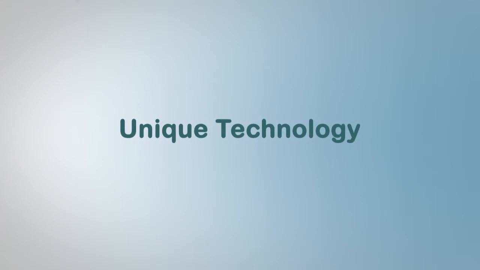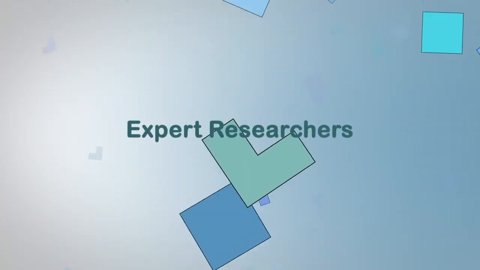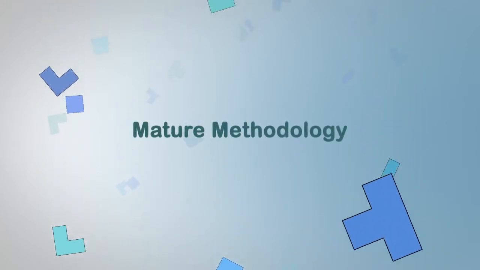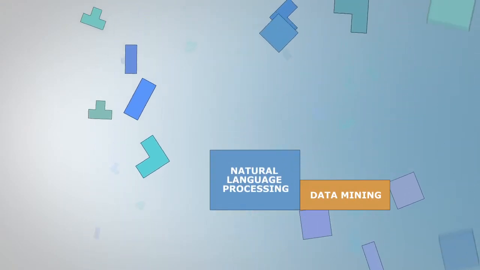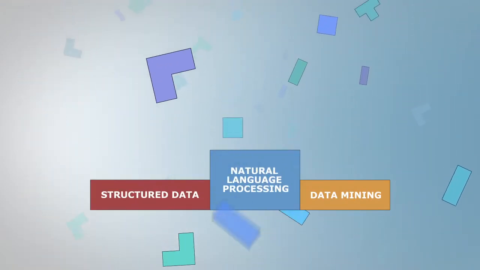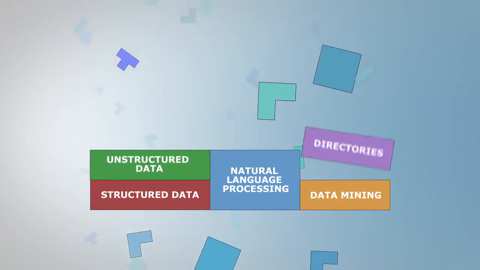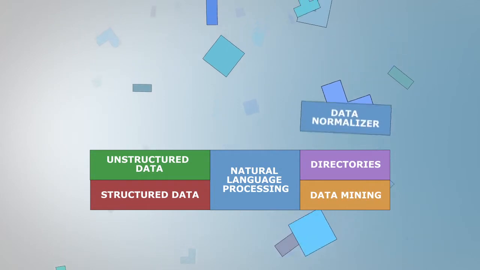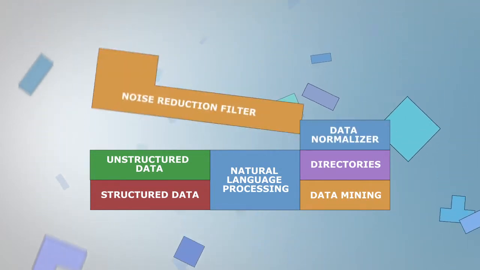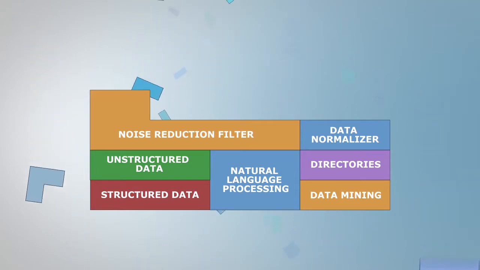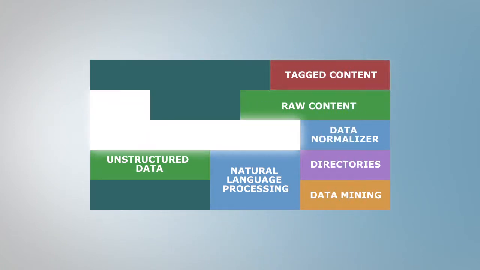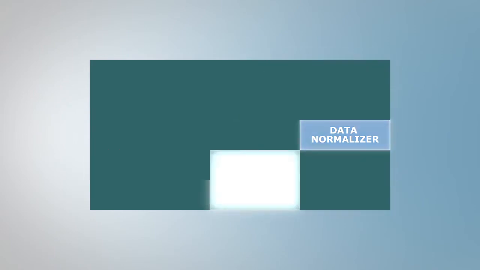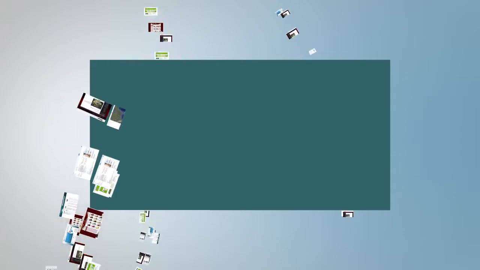Our unique technology, expert researchers, and mature methodology find the right data in a fraction of the time it takes you to manually research your information. Combining data mining technology with natural language processing, 365 Media can target structured or unstructured content, target specific source directories, convert multiple types of content into a normalized offline form, and employ noise reduction filters to deliver the raw tagged content for processing. Only 365 Media can deliver a full range of technology and services to cost-effectively research and organize information into a highly scalable and customizable product for you to market.